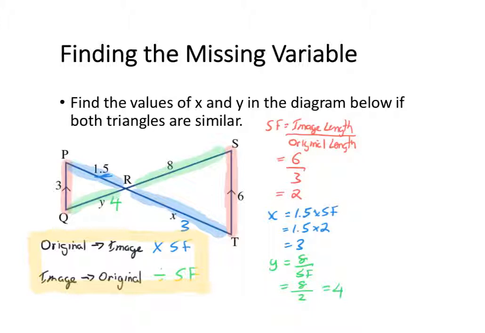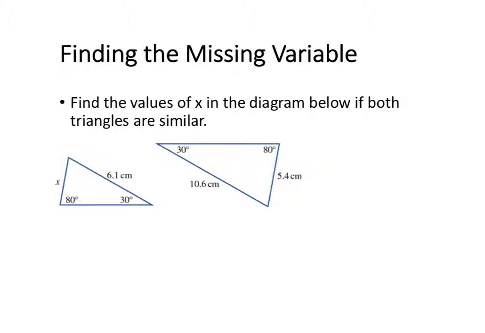So let's have a look at a second example. In our second example, we want to calculate the value of x using the two triangles, assuming that they are similar shapes. So the first step is to calculate the scale factor that applies to the two triangles. So I need to identify a set of corresponding sides that I have the measurement to. So on my first triangle, it's going to be 6.1, and on my second triangle, it's going to be 10.6. So I have identified my set of corresponding sides.